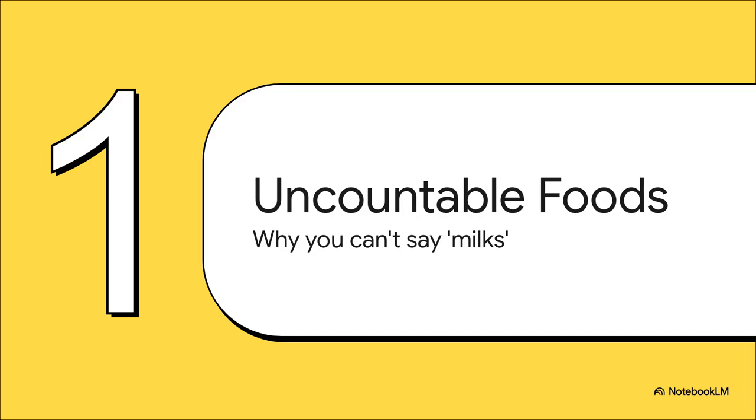The whole issue boils down to something we call uncountable foods. In English, we treat a lot of foods like bread, milk, cheese, even rice as sort of a big general substance, not as individual things you can count. That's exactly why saying "2 milks" or "3 rices" sounds so weird. So if you can't count them, how in the world are you supposed to order them?